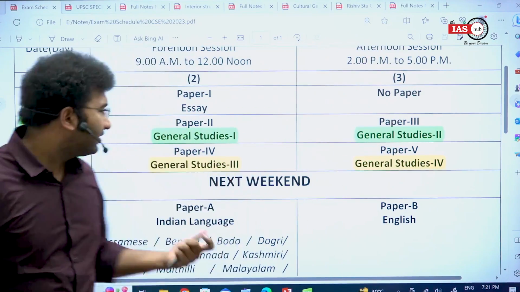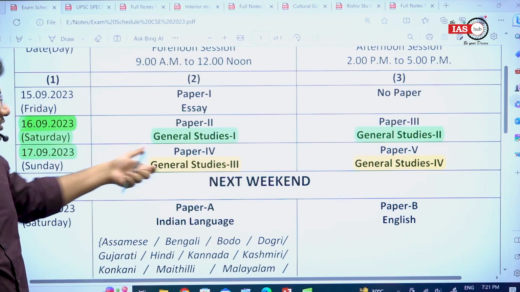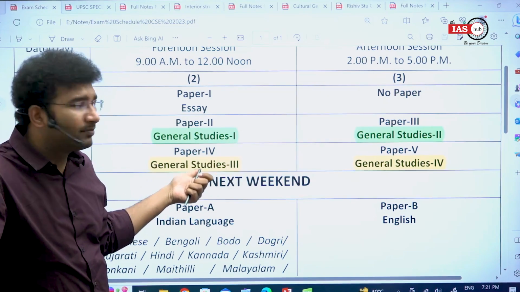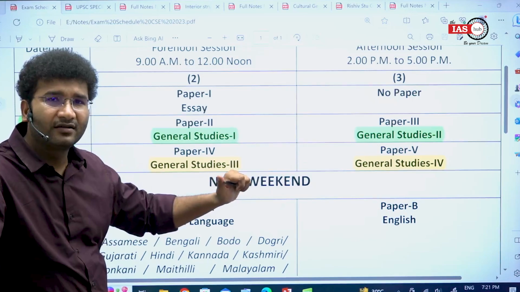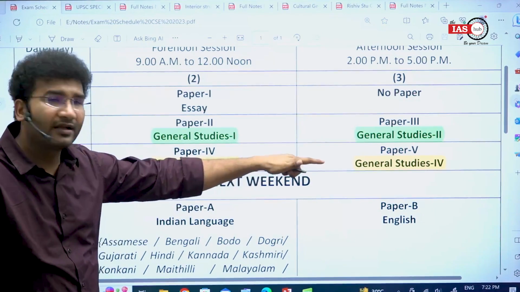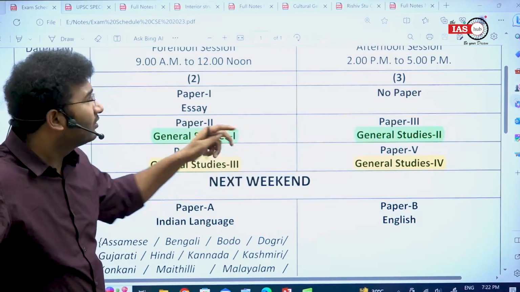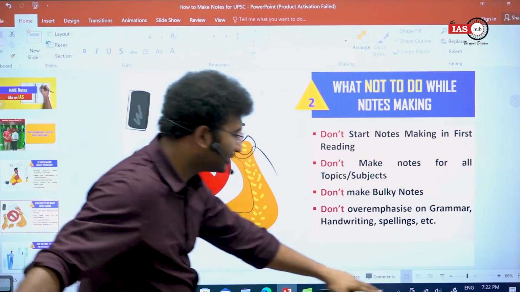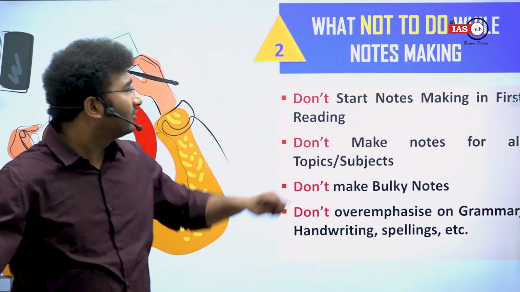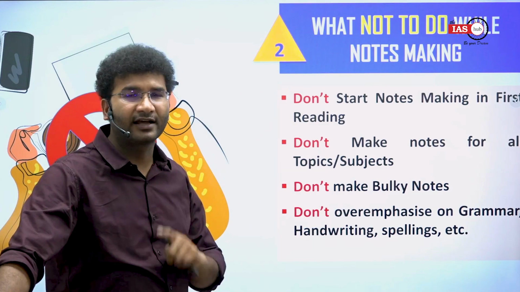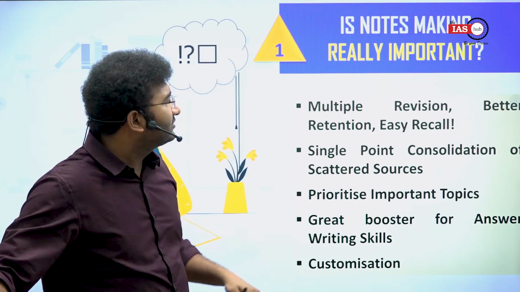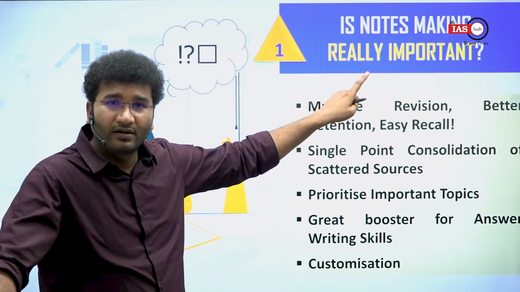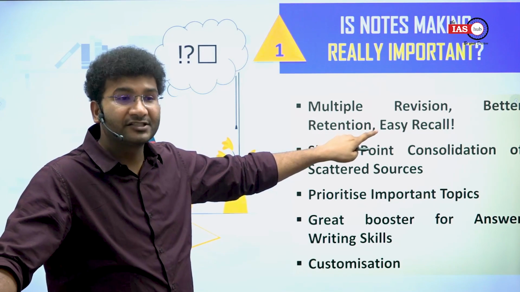Now, see here, on 17th of September, a student has to write paper 3 and paper 4 of GS. Paper 3 has 6 subjects, and paper 4 has ethics, integrity, aptitude. All this can be easily possible when you have proper notes. So that's why you have to understand that notes making is an important activity. And this notes making helps make revision easy.